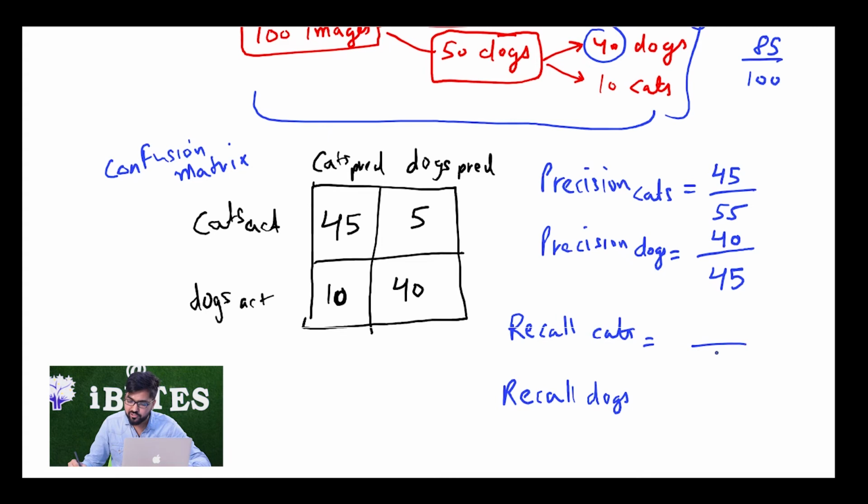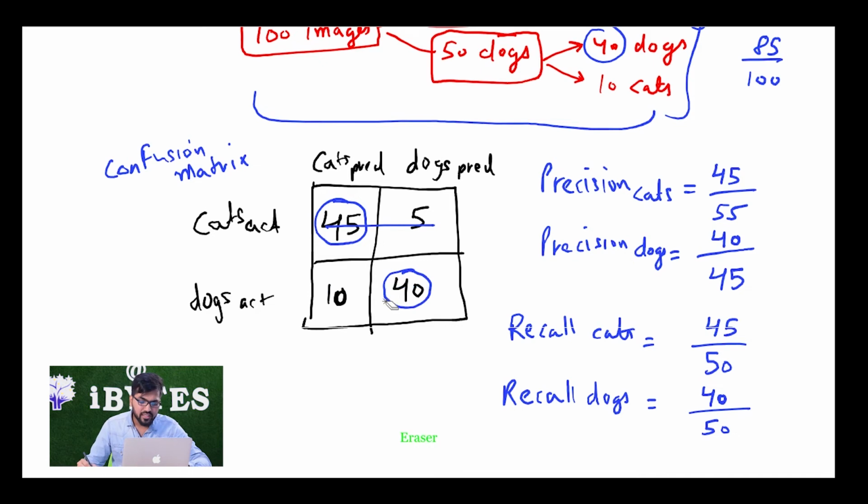How many images actually belong to cat? We already know that 50 images belong to cat, out of which I have labeled 45 correctly. And for dogs, there were 50 images, out of which I predicted 40 of them correctly. So this is what recall and precision is. Basically, recall you can find simply as 45 upon total, that is 50. Similarly, 40 upon 50, that is total in case of recall.